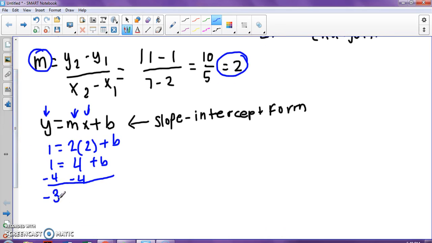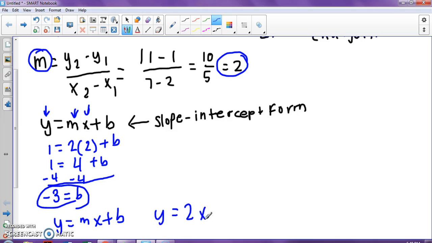Right, so 1 minus 4 is negative 3, so b is negative 3. So now I have m and b, so my equation is y equals mx plus b. Right, so now I'm going to substitute those in. So y equals 2x plus negative 3.